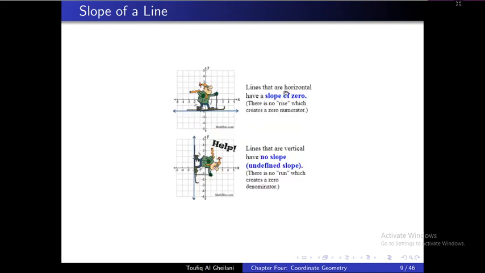Lines that are horizontal, like this one, have a slope of 0. There is no rise, which creates a 0 numerator. Lines that are vertical, like this one, have no slope, an undefined slope. There is no run, which creates a 0 denominator.